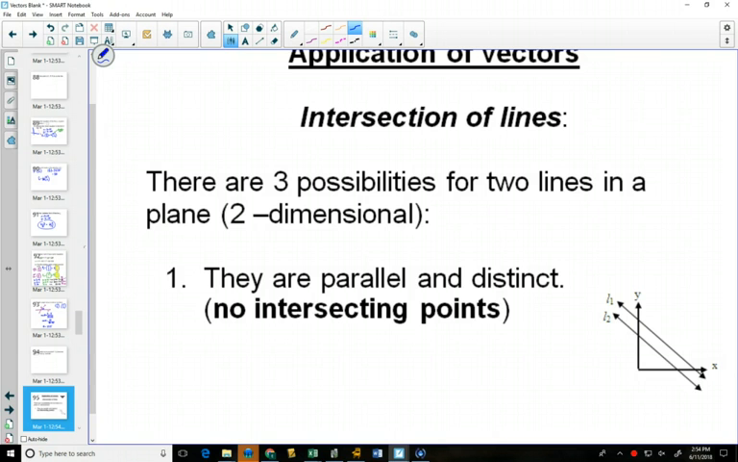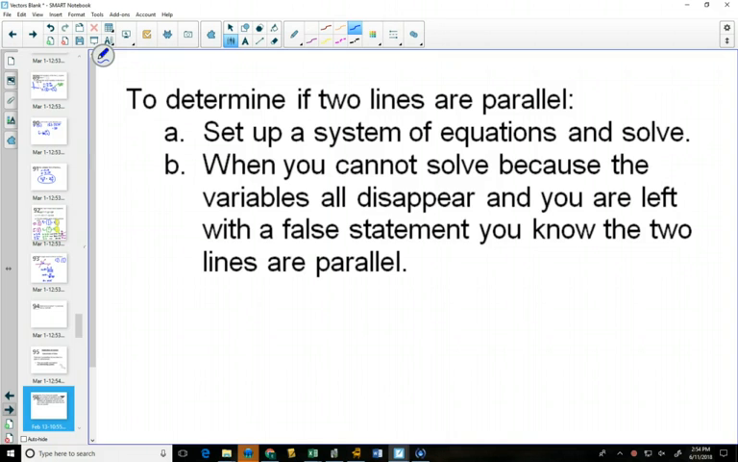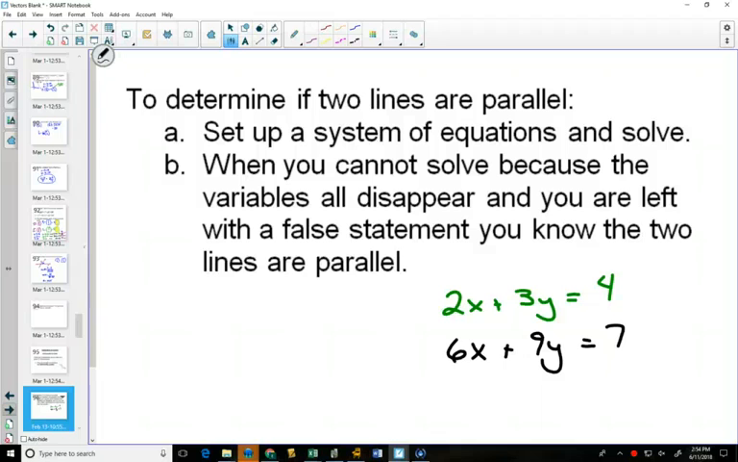Another possibility, well, here's some work though. If you wanted to find out if they're parallel, you set up your system of equations and solve, and you cannot solve them because everything disappears. For example, we have 2x plus 3y equals 4, and if I gave you the second line of 6x plus 9y equals 7, these 2 lines are parallel.